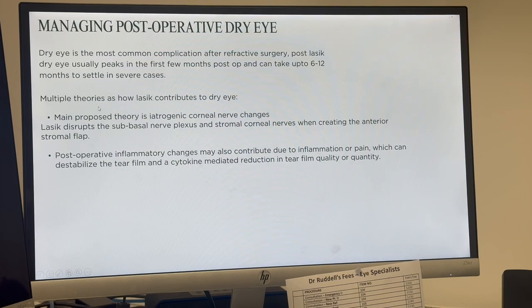So talking about managing some post-op dry eye, this is particularly for LASIK. The main proposed mechanism of how LASIK contributes to dry eye is the iatrogenic corneal nerve damage. We know that the flap is generally cut at about 100 microns, which does disrupt the subbasal nerve plexus and some of those anterior stromal nerves as well. That can aggravate some dry eye, particularly in that early post-op period. The other proposed theory is that the post-op inflammatory changes can contribute to inflammation and cytokine-mediated reduction in the tear film quality and quantity.